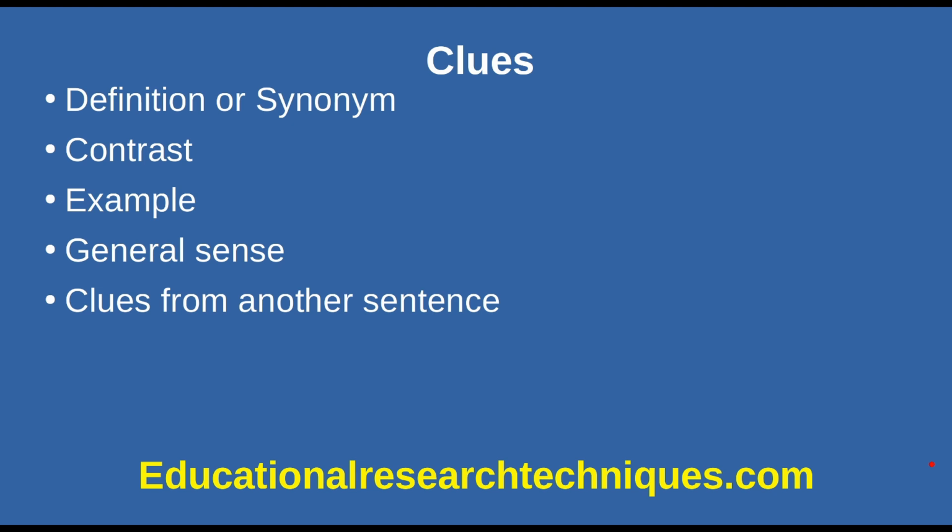All right, so to wrap these up, you can see here that we were looking at different clues for unlocking our ability to comprehend what we're reading, in particular in relation to identifying the meaning of unknown words. And there are 5 clues that we commonly use: definition, also known as synonym clue, contrast, example, general sense, and clues from another sentence, or just keep reading.